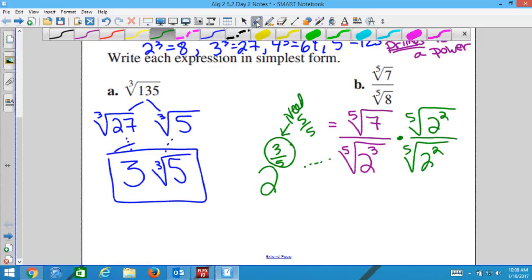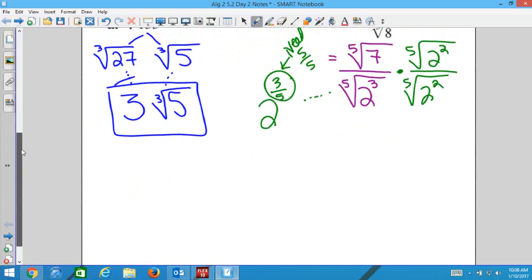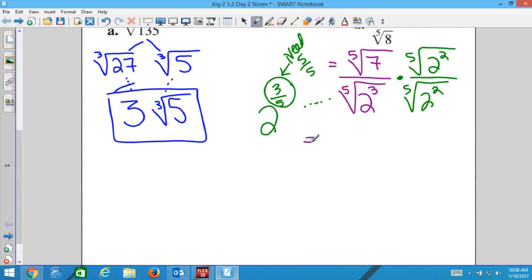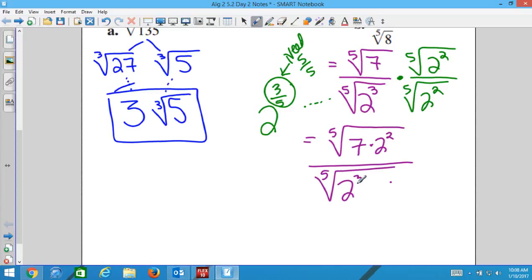All right, how do we multiply fractions? Straight across. And when we multiply straight across, these are both fifth roots, so I can multiply the numbers underneath the fifth root. On the bottom, these are both fifth roots, so I can multiply underneath: 2 to the 3rd times 2 to the 2nd.